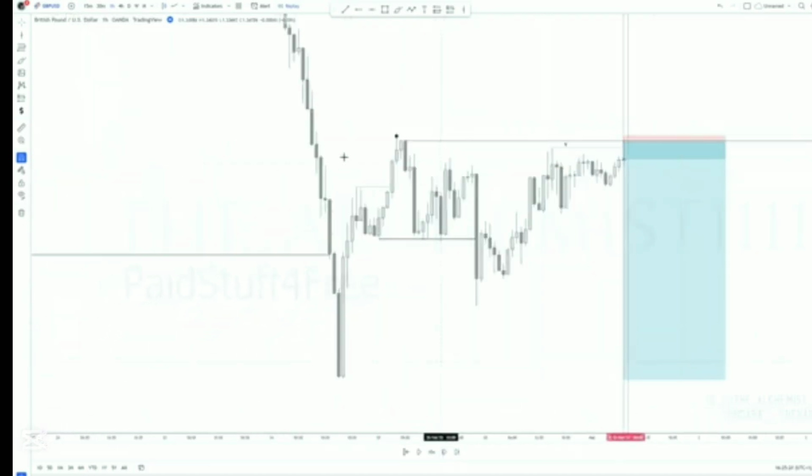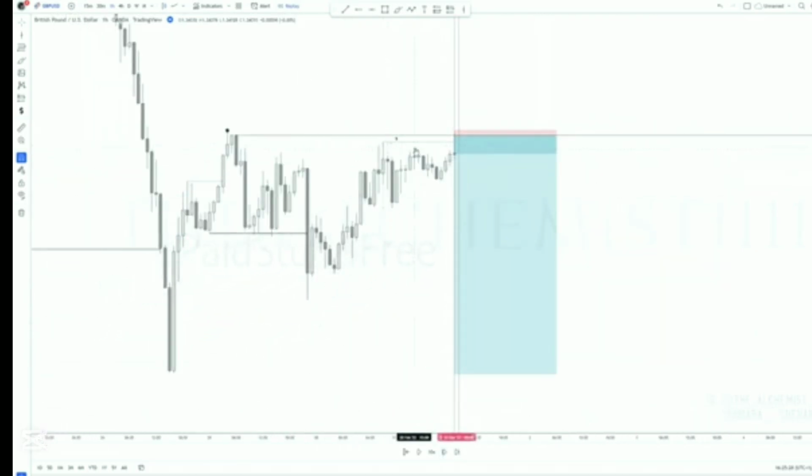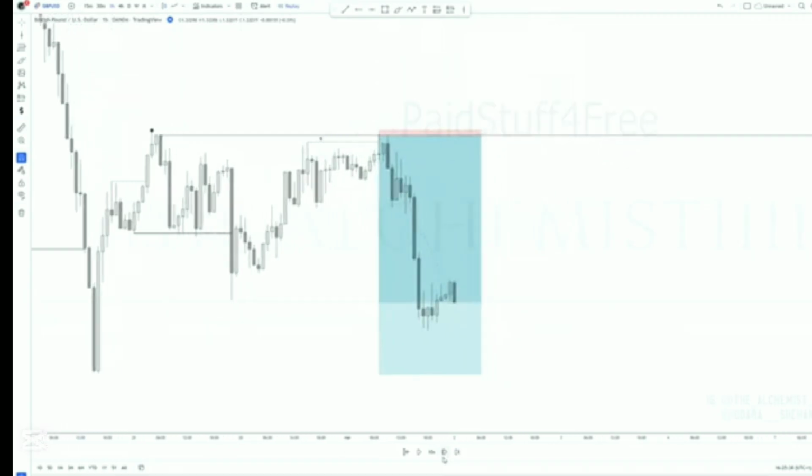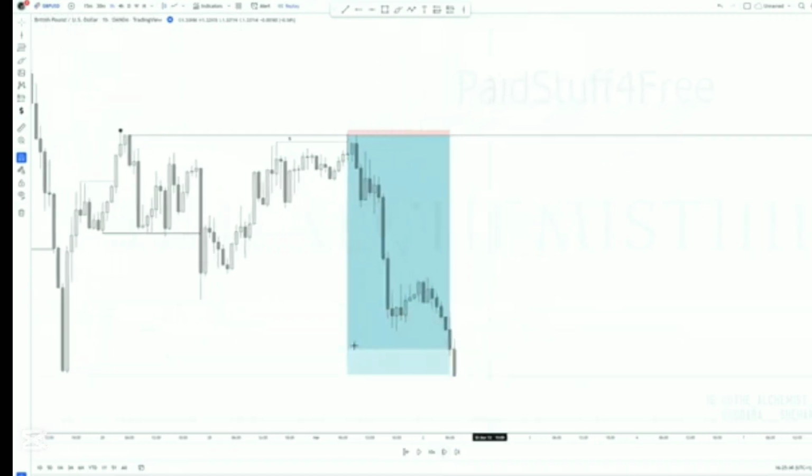London kill zone clears out this pool of liquidity. The previous day's high, Asian high, all of that cleared out into the strong high. And then what happens? There comes the drop. That's it. So this is a very consistent setup. I'll show this to you later.